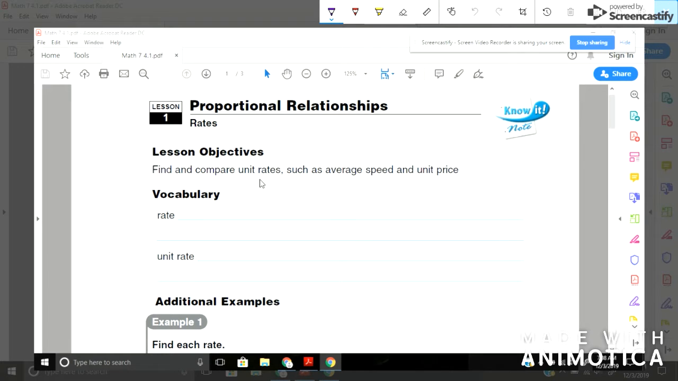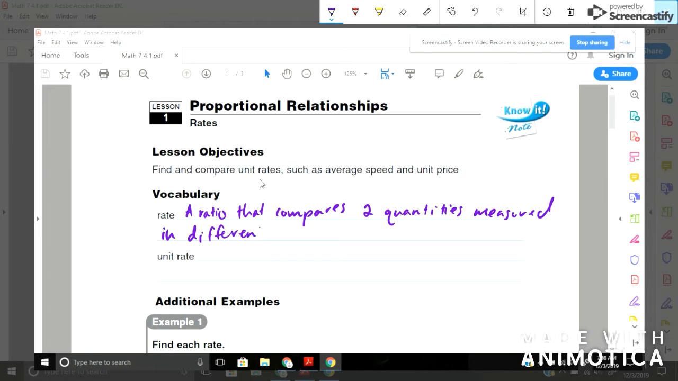So let's start by defining a few things. A rate is a specific type of ratio. So it's a ratio that compares two quantities measured in different units.